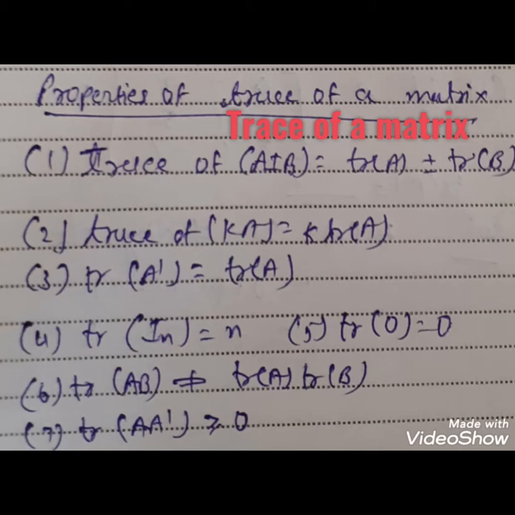Then trace of A dash (A transpose) will be trace of A. Trace of I_n, the identity matrix of order n, is n. Trace of the zero matrix is 0. Trace of AB, the multiplication of two matrices, is not equal to trace of A into trace of B. And the last property of the trace of a matrix is that trace of A into A dash is greater than or equal to 0, means we take the multiplication of A and A dash, then its trace is greater than or equal to 0.